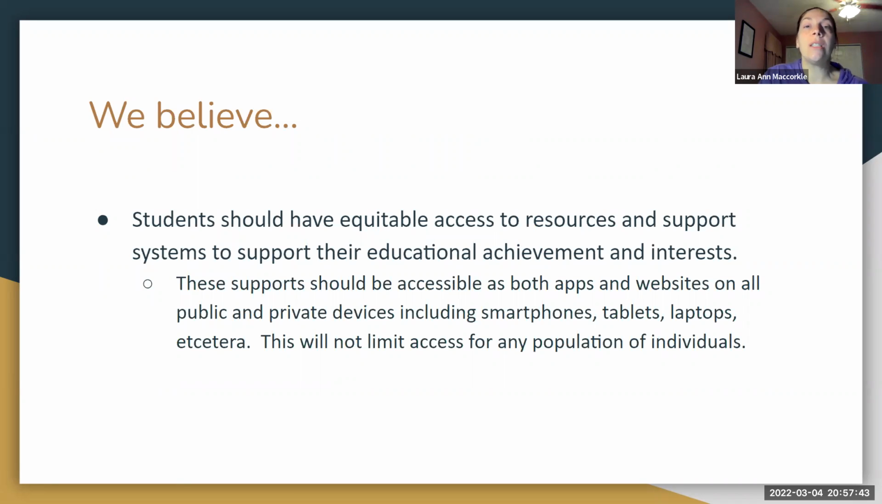We believe that students should have equitable access to resources and support systems to support their educational achievement and interests. A very important note is that we also believe these supports should be accessible as both apps and websites on all public and private devices, including smartphones, tablets, laptops, etc. This will make sure that we're not limiting access for any population of individuals dependent on the device they are using, whether they have a private device, a school-issued device, or if they're using a community center or library public device.